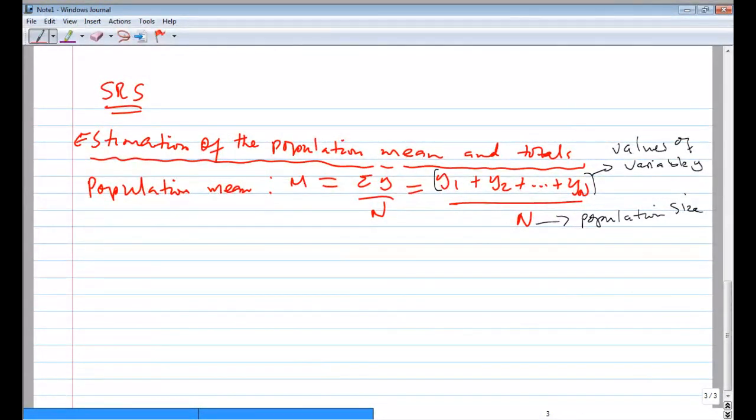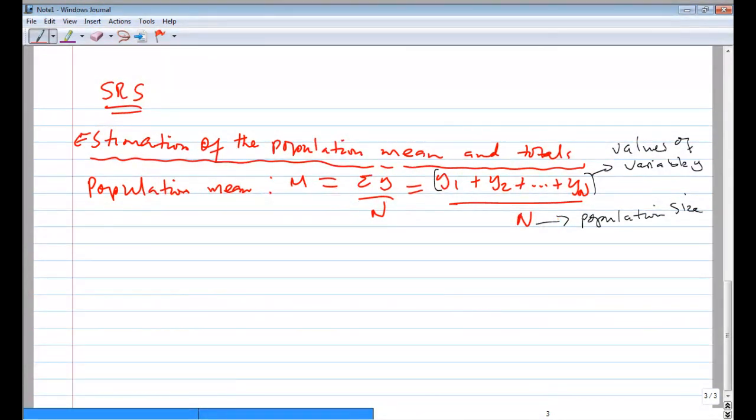Okay. I was saying that in this case, we are estimating the population mean and population total. To calculate the population mean under simple random sampling, we use this formula: mu equals the summation of y over N, which is equal to y1 plus y2 up to yn, where y1 up to yn are the values of the variable y, and the capital letter N represents the population size.